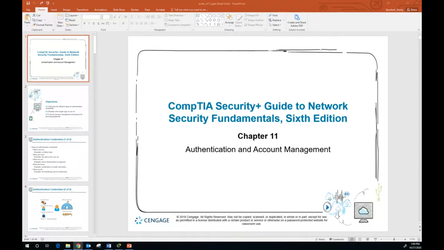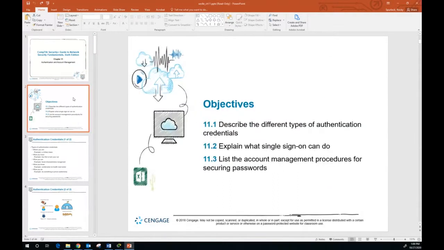This week we're going to look at Chapter 11, Authentication and Account Management. A couple things we're going to look at are the different types of authentication credentials, what a single sign-on can do, and account management procedures for securing passwords as well.